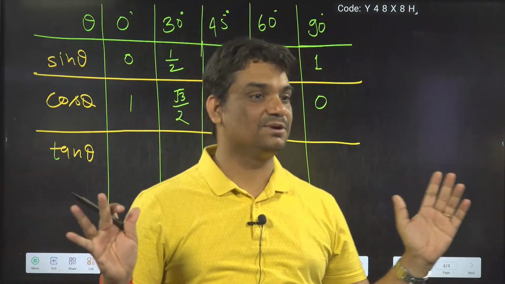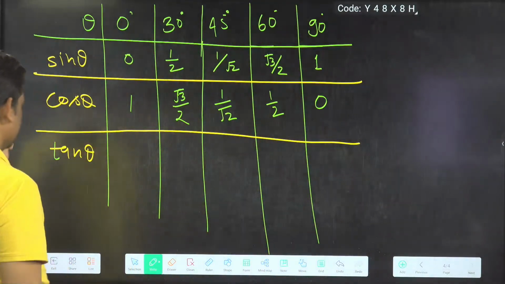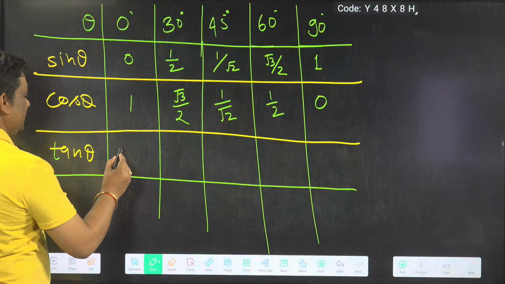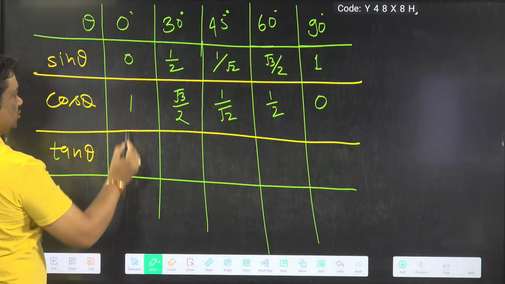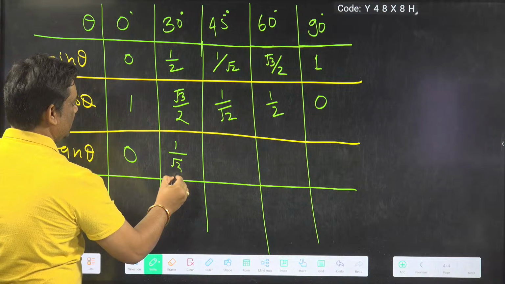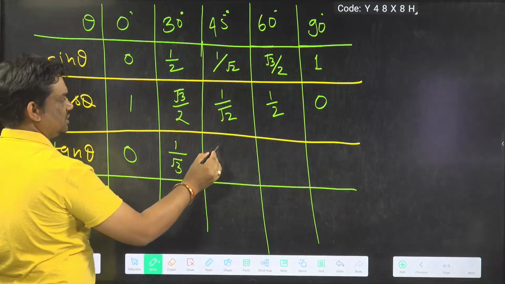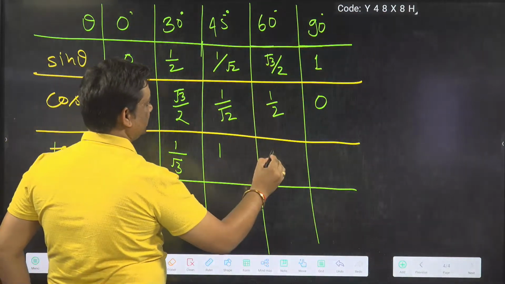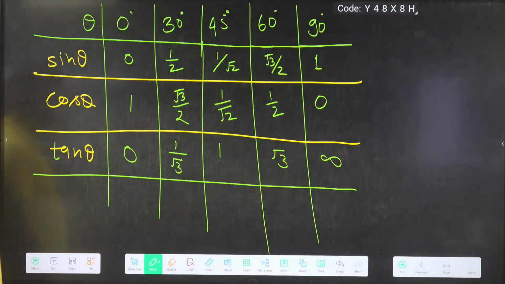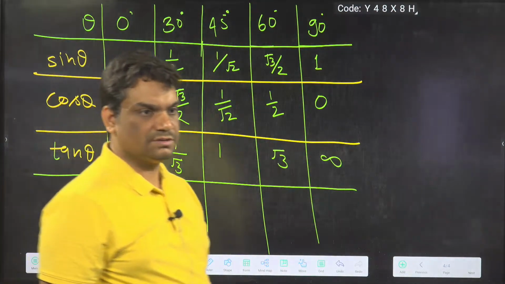This is very preliminary. Here you just divide: 0 by 1 is 0. Here if you divide, this becomes 1 by root 3. If you divide here, sin by sin, that is 1. This one, if you divide, is root 3, and this one, 1 by 0, is infinite. So these are the values.